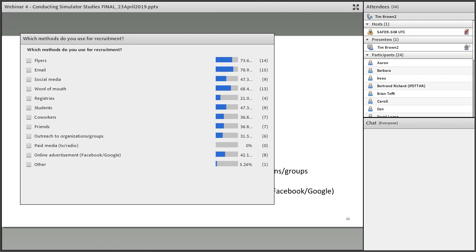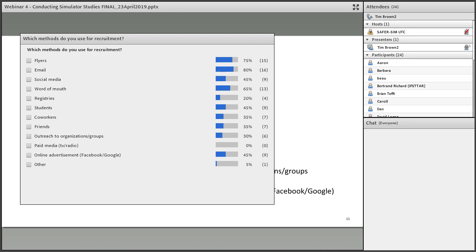So as we look at it, it looks like 75% of the people wind up using flyers, which is a common way. It's one of the ones we use. Word of mouth is on there. Email seems like they're the three big ones that people are using: word of mouth, emails, and flyers.